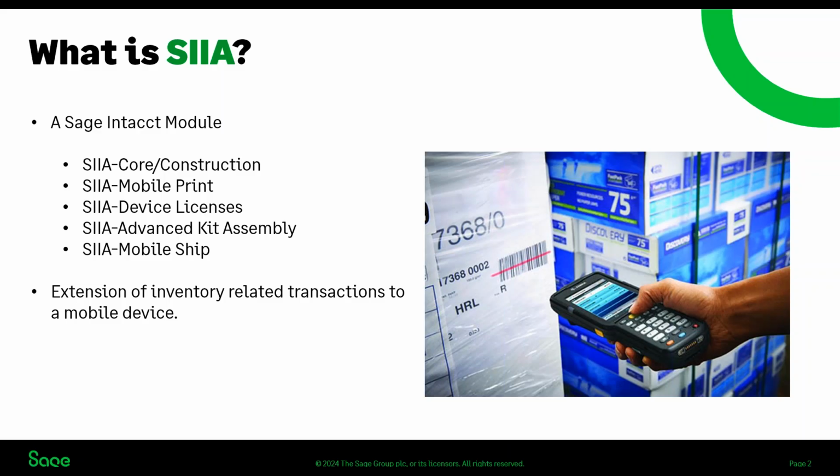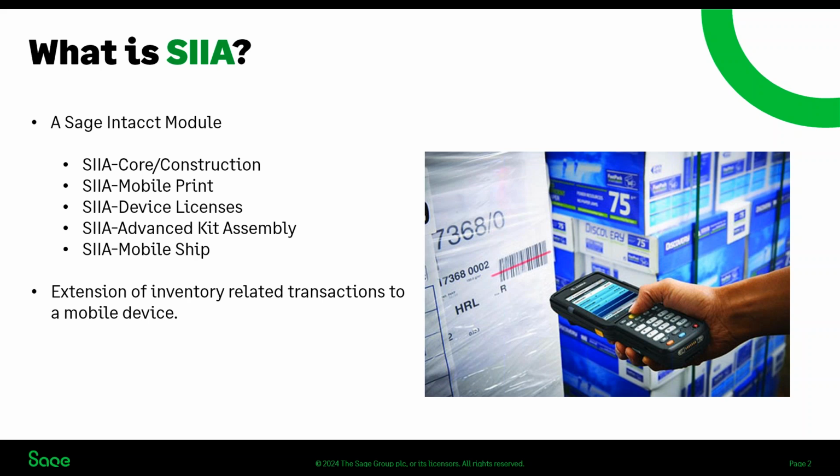All right, so what we're going to talk about is the solution called Sage Intacct Inventory Automation. It's barcoding for Sage Intacct. What it is, is an actual module. So what that means is this gets added to your subscription. This is something that is sold through Sage, so through your partner, or if you work directly with Sage, that's how you would add this to your subscription.